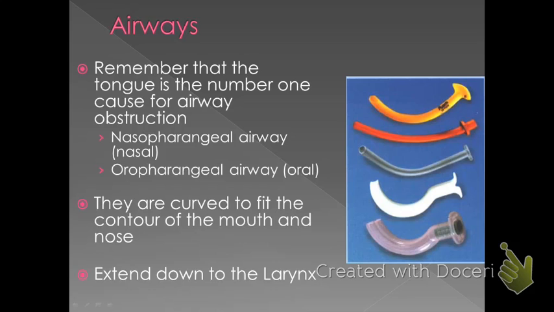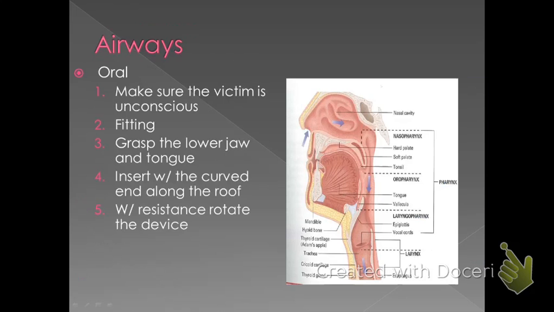The larynx becomes the conduit through which air moves from the trachea to the larynx and into the alveolar sacs. So these airways play a crucial role in removing the tongue from the back of the airway, or another way said, decreasing an airway obstruction and allowing us to artificially ventilate without any obstruction. So the first airway that we're going to talk about is the oral airway.